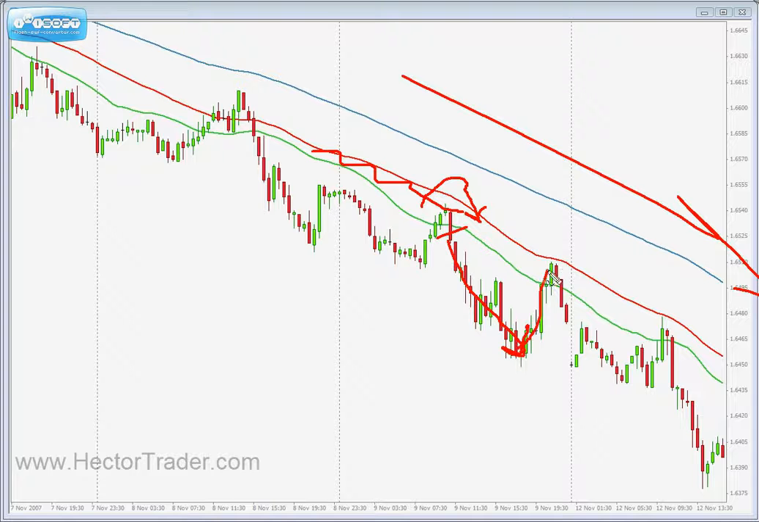Next swing up, another pullback. We reach the dynamic area of resistance. Another decision taking area.